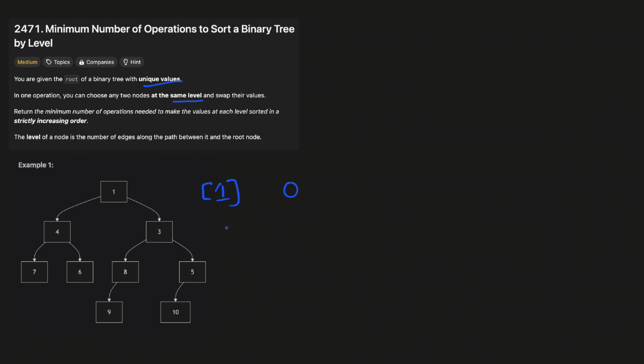Then at level 2, node values are 4 and 3, which is not in ascending order. So to sort it, we need to swap the values 4 and 3, resulting in the sorted array 3, 4. And this requires exactly one swap. So the minimum number of swaps for this level will be equal to 1.